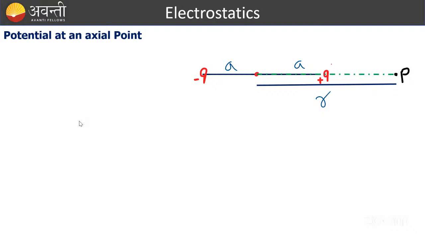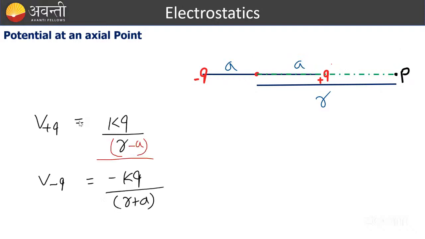So now calculate potential at an axial point. Let's say at point P, we are going to write potential because of plus Q charge. So potential because of plus Q charge at point P will be how much? Distance from here to here is given as what? R. And this distance is A. So what will be this distance? R minus A. So potential will be equal to KQ by R minus A.